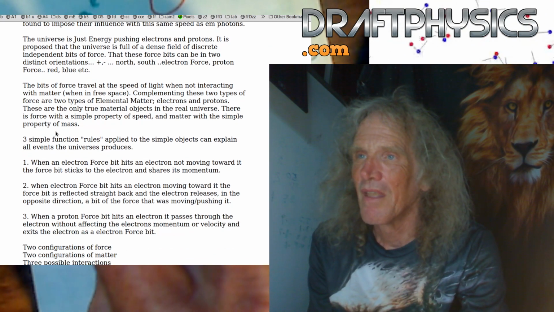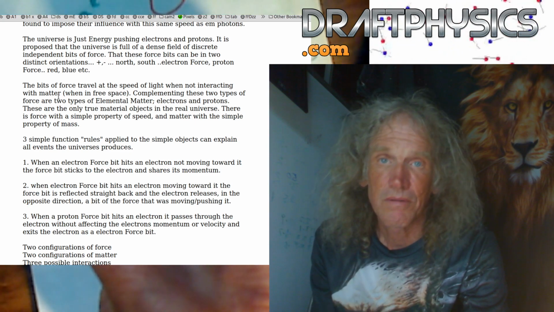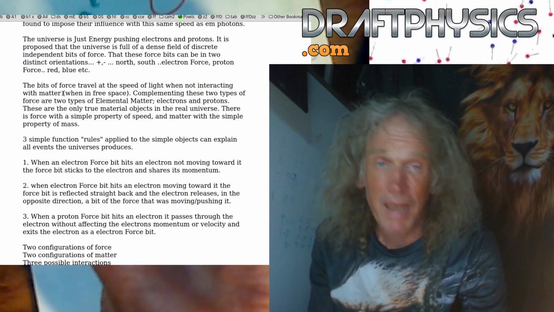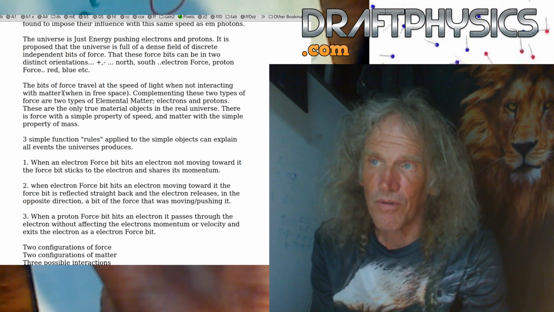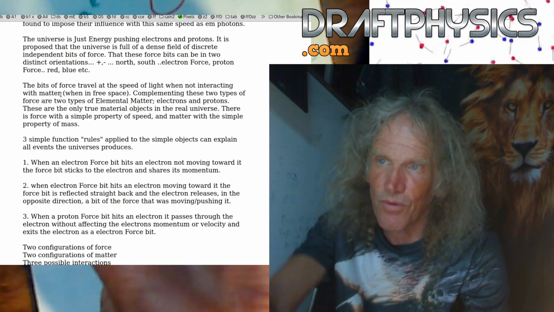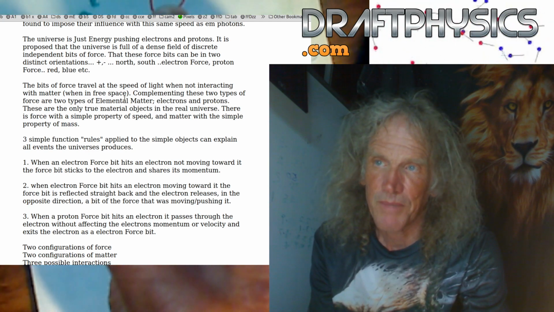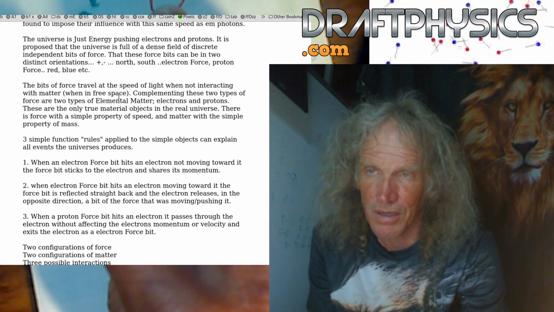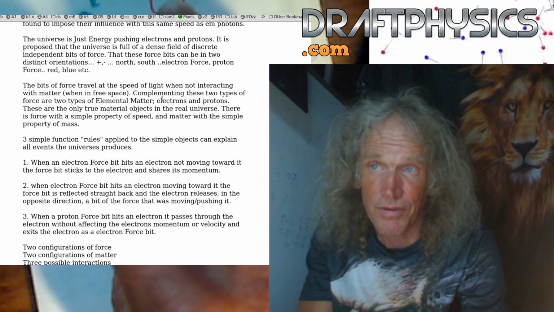All right. The bits of force travel at the speed of light when not interacting with matter. So the universe is full of this little stuff moving around the speed of light, the magnetism and the photons and all this stuff. It's all moving the speed of light, and it's all made of this force stuff. Anything that influences something is made of this force stuff that's just flying through the universe. All right, so when in free space, I put in there. So when it's traveling and it's not pushing an electron or a proton, it goes the speed of light. When it's pushing an electron or proton, it's going to be going some other speed.